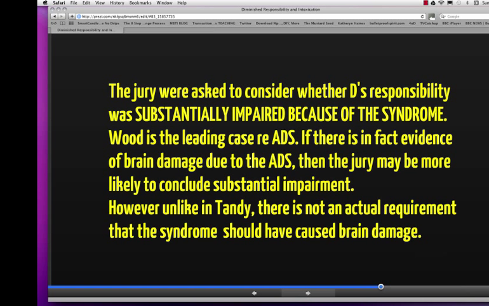Okay, so there are a number of points being made there. Can you separate them out? They're asked to consider whether the defendant's responsibility was substantially impaired because of the syndrome itself. Wood is the leading case. If there's actually evidence of brain damage, the jury can conclude substantial impairment if they so wish. And unlike in Tandy, there isn't actually a requirement that the syndrome should have caused brain damage. Again, sit with the information for a few moments. Write it out, think about it.